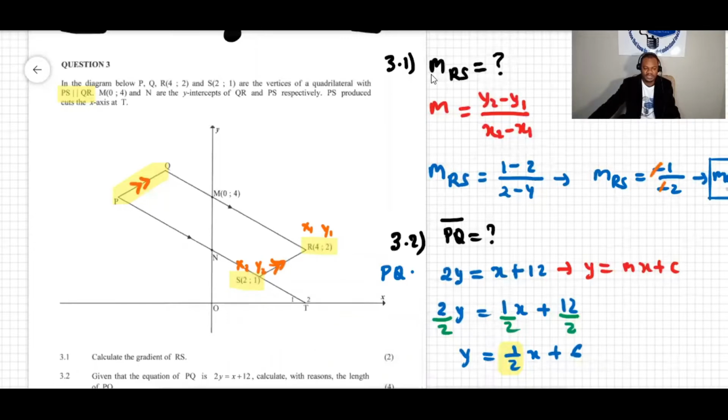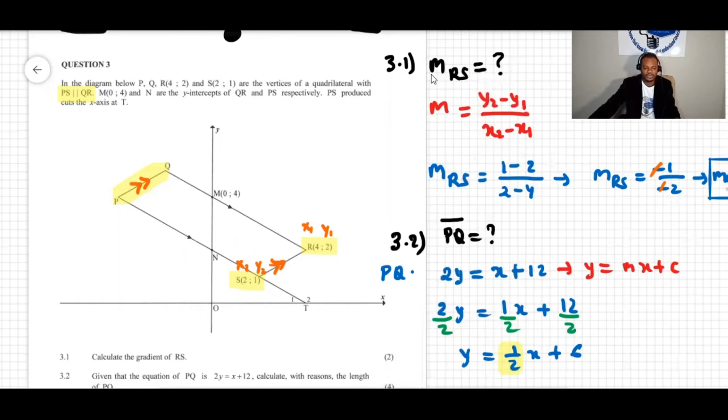Well, the question says, in the diagram below, P, Q, R, and S are the vertices of a quadrilateral with PS parallel to QR. M and N are the y-intercepts of QR and PS respectively. PS produced cuts the x-axis at T.